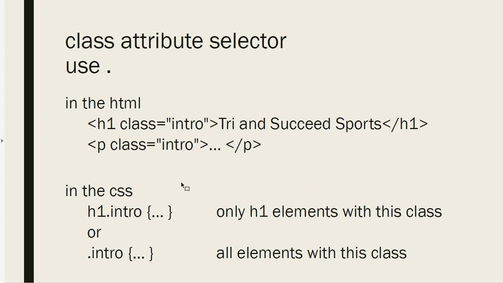A class attribute, on the other hand, can be applied to multiple elements. So here we've got an H1 that has class set to intro and a paragraph that has class set to intro. And we can access those in our style sheets. H1.intro will apply this style to this heading 1 that has the class set to intro. We use the dot to specify class. Or we can do dot intro, which means any element with class set to intro. And that would pick up both the H1 and the paragraph.